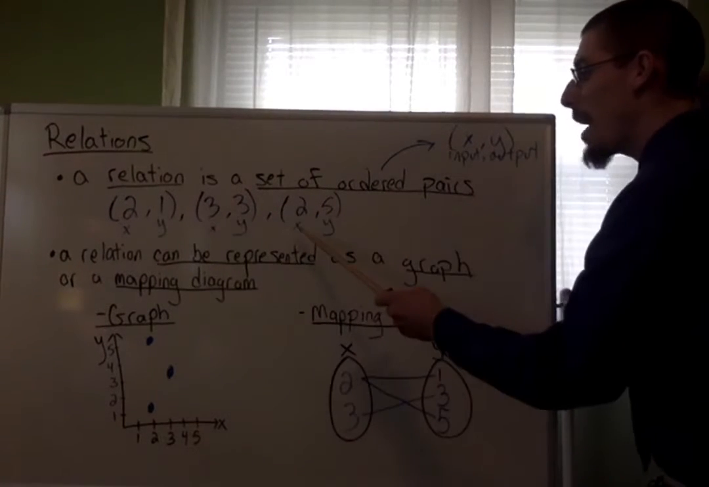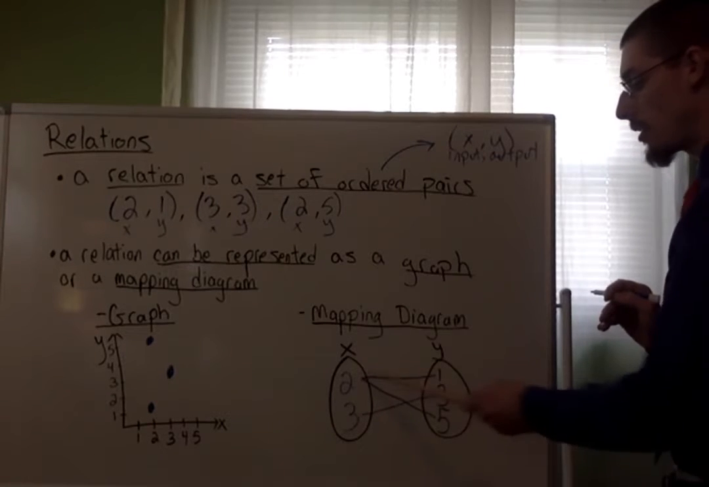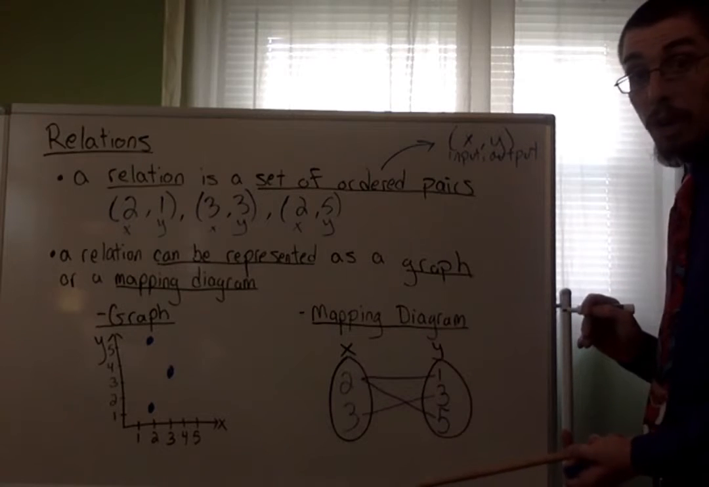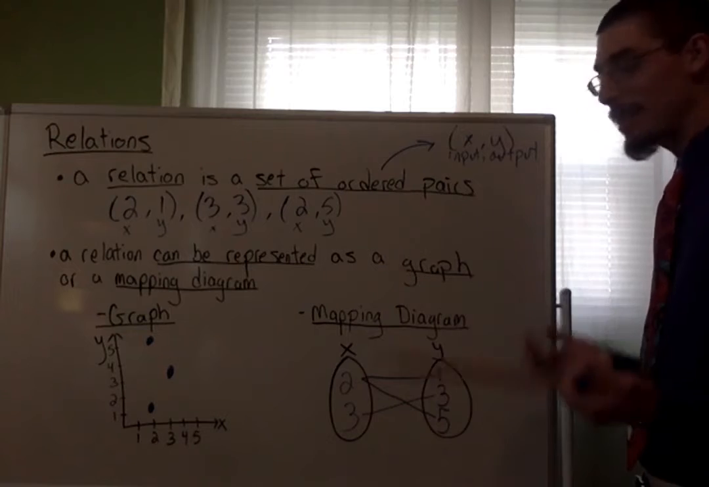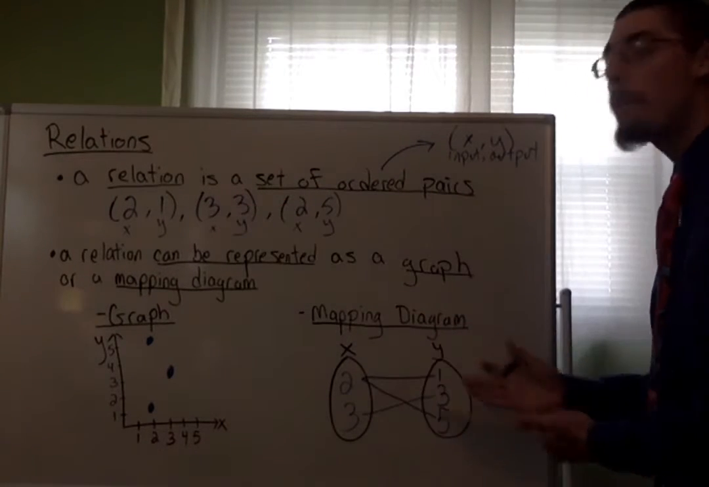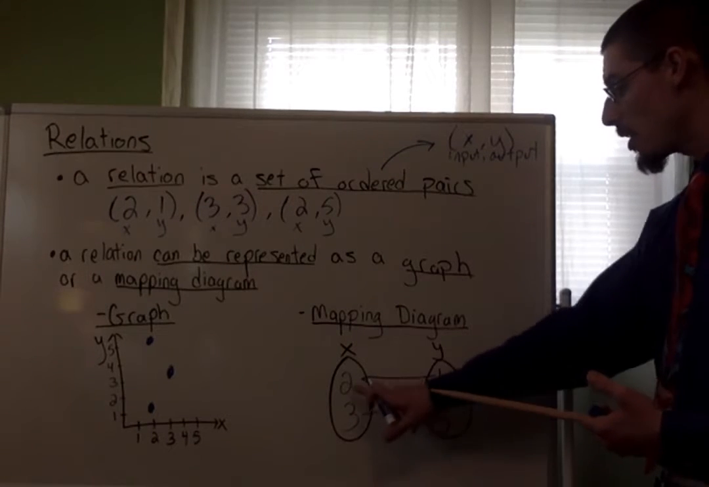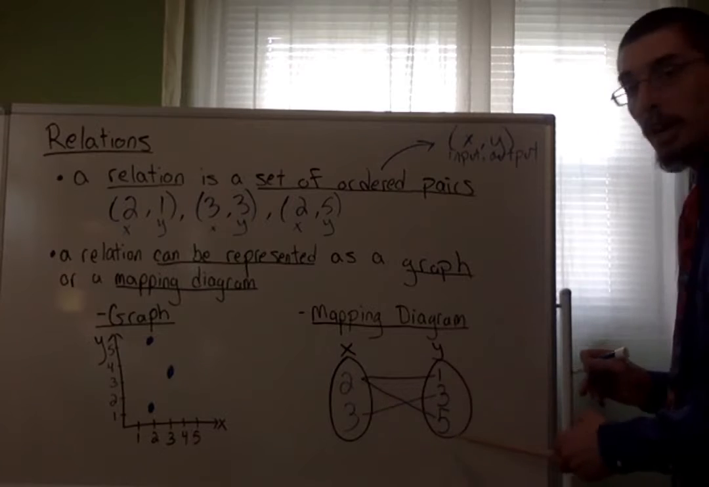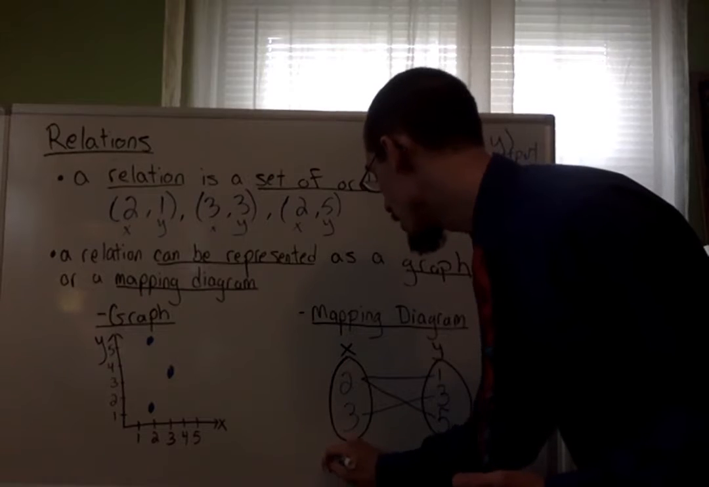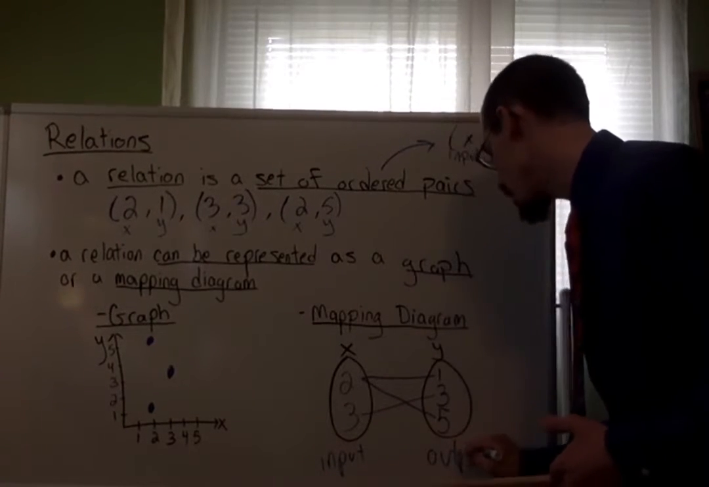I have the same x value or the same input value related to both 1 and 5. So you have 2 lines, right? Literally all a mapping diagram does is visually show which numbers pair with other numbers. 3 pairs with 3, 2 pairs with 1, 2 pairs with 5. Simple enough, right? Again, this is your input, this is your output.